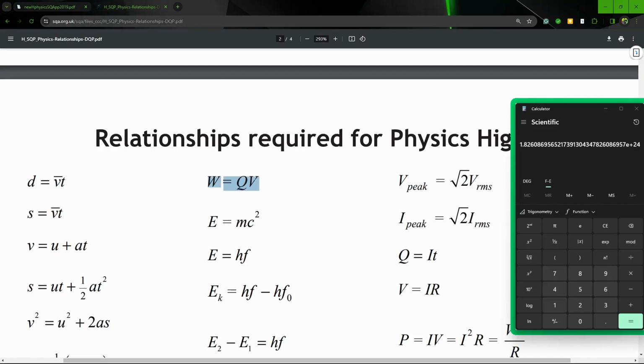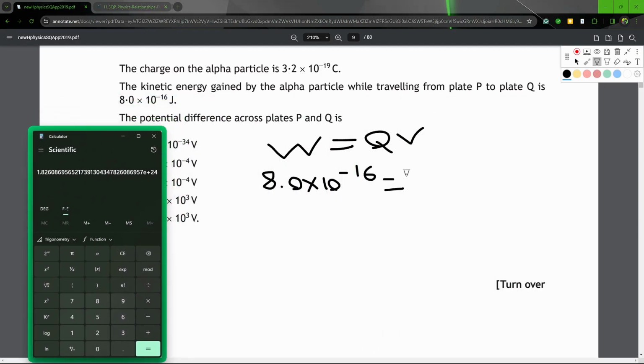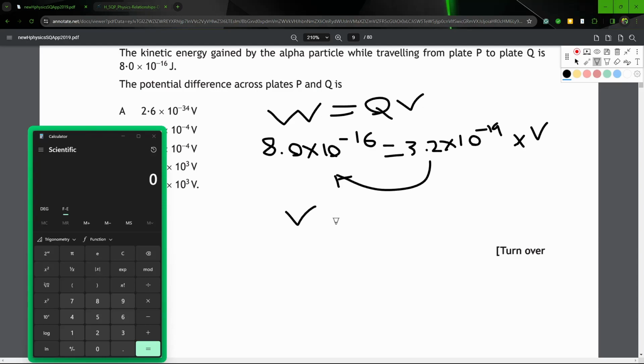We've got this handy dandy equation. W equals QV. W is work done, which is basically energy. So I'm just going to write that down there. And then Q is charge, because they ran out of letters in the alphabet. So it's 3.2 times 10 to the negative 19. And then voltage is what we're trying to figure out. With some simple rearranging, we can divide both sides by 3.2 times 10 to the negative 19.